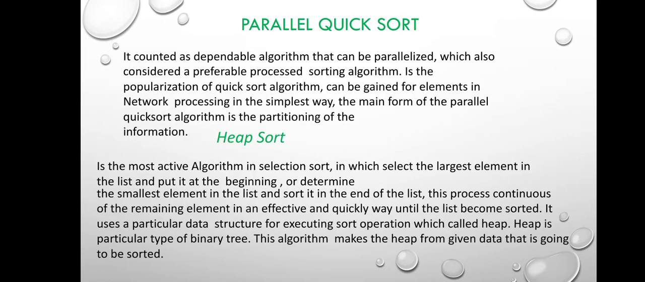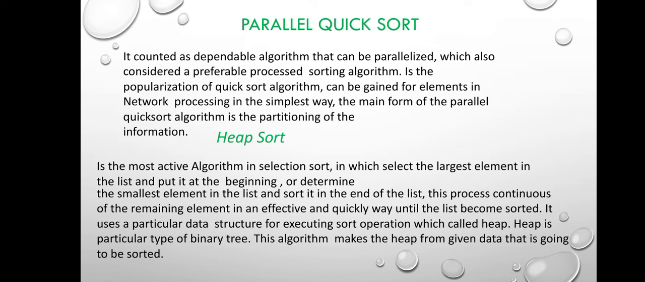Parallel quick sort is conducted as a dependable algorithm that can be parallelized, which is also considered a preferable processed sorting algorithm. The popularization of the quick sort algorithm can be gained for elements in network processing in the simplest way. The main form of the parallel quick sort algorithm is partitioning of the information.